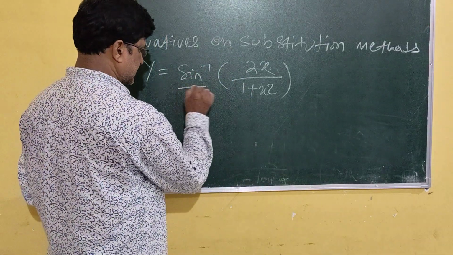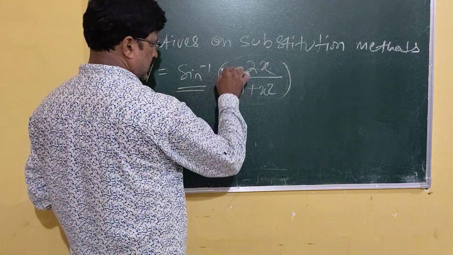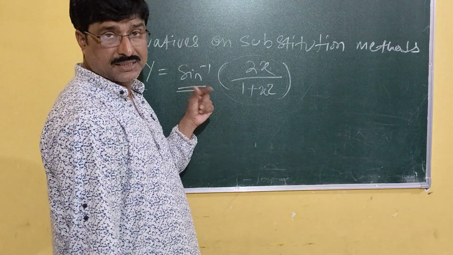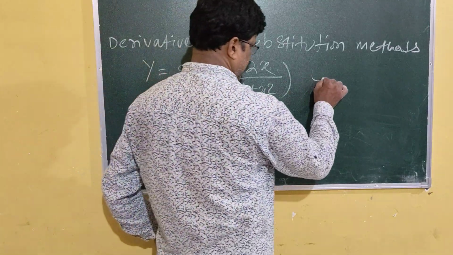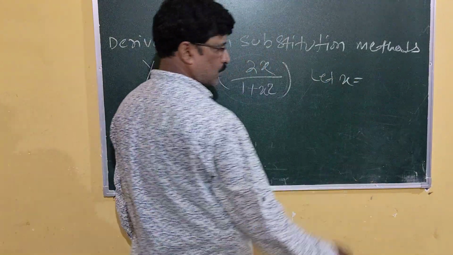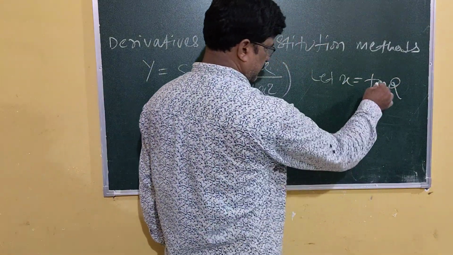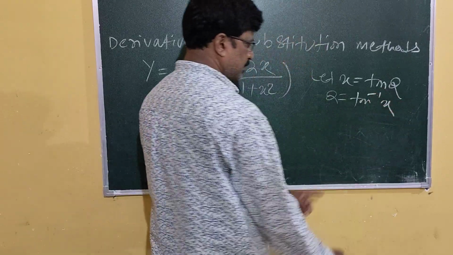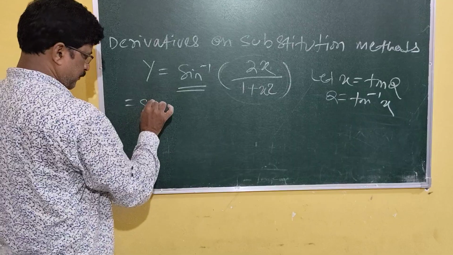If you are thinking sine inverse is there, you can change the x value and solve it by an easier method, which is much easier for us. That means let x is equal to tan theta, so theta is equal to tan inverse x. It will be required, so I have done this. Change this one, what does it become?